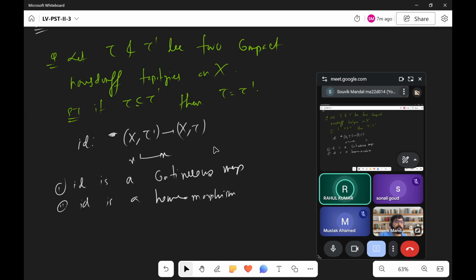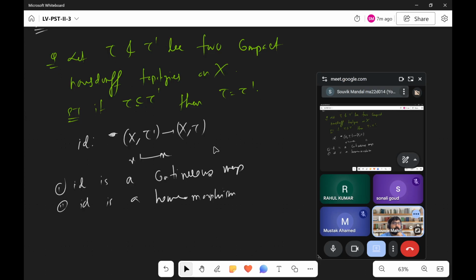So continuity is direct by definition. For continuity, what you need to show? You need to show that the inverse image of an open set is open, right? So tell me why it is direct. Take any element in tau, which is also contained in tau prime. So every element in tau is contained in tau prime, so it is open in tau prime. Correct, continuity is direct by definition. Correct. Now show that this map is a homeomorphism.